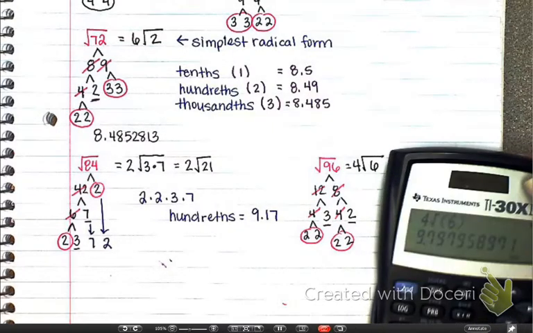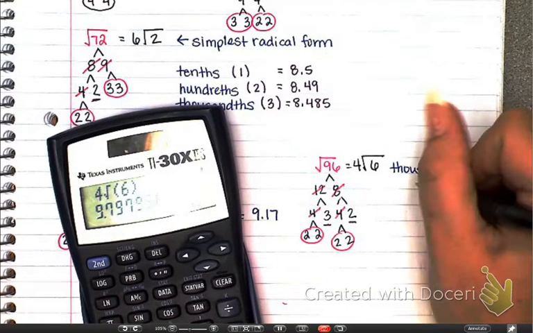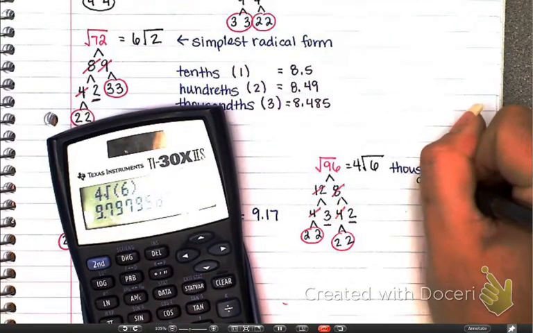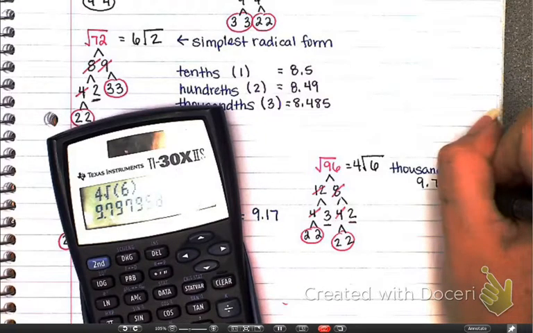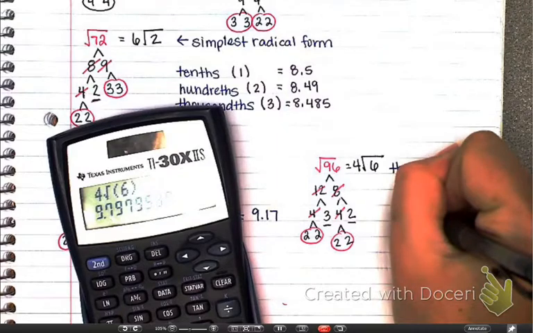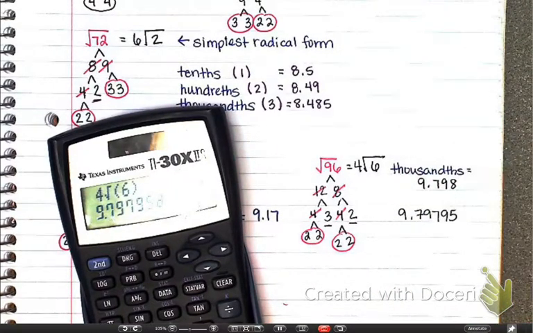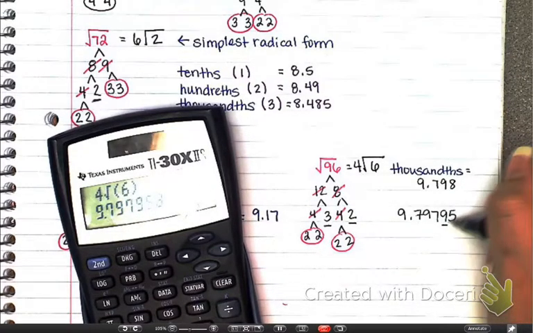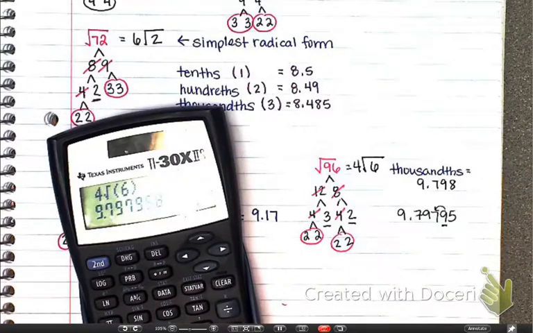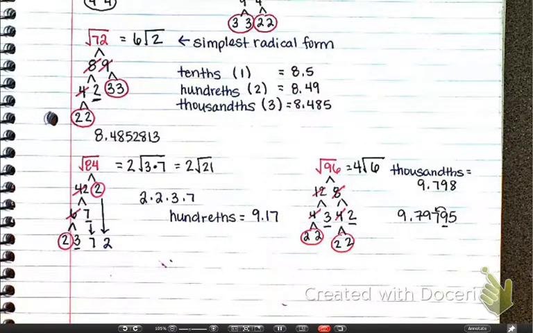So looking at that, and if I wanted you to round to the thousandths place, what did you get? 9.798. Good. Because it was 9.79795. Right? So I'm looking at the fourth one over. That 9 rounds the 7 up to an 8. Are we okay with that? Not too bad?